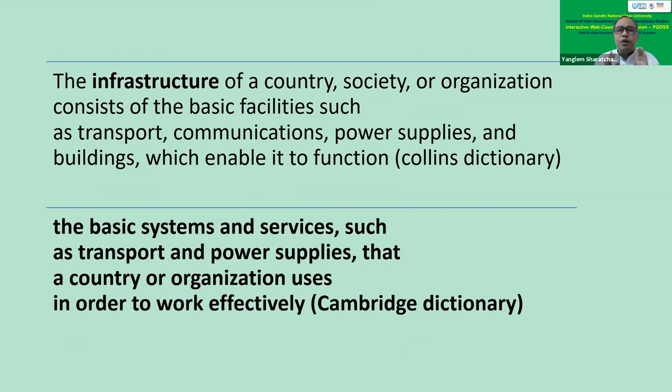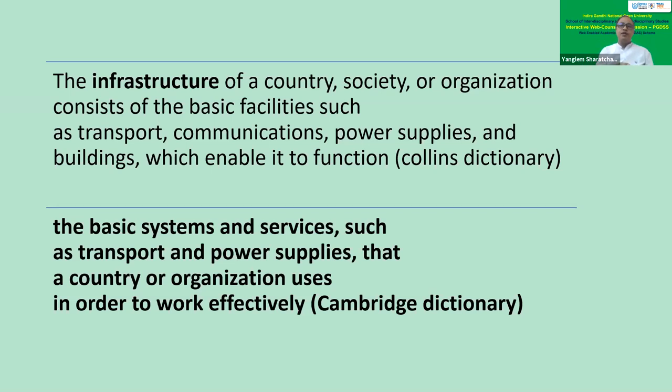So the infrastructure, if you look into the different dictionaries, the meaning of infrastructure, you will find that, for example, in the Collins dictionary, it is defined as the infrastructure of a country, society, or organization that consists of the basic facilities, transport, communication, power supplies, and buildings that enable the country to function, meaning link, and to have the flow of knowledge, flow of everything, economic flow, social flow.